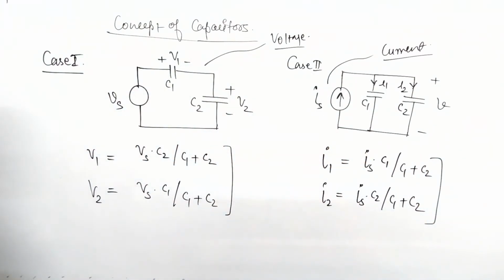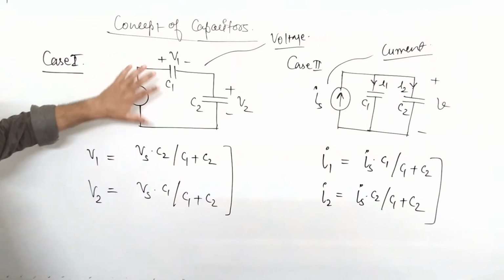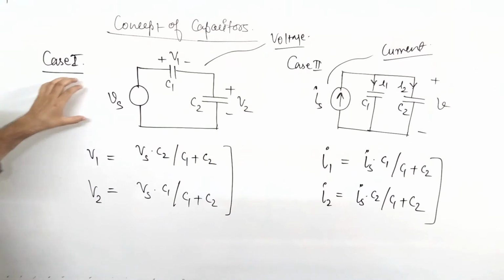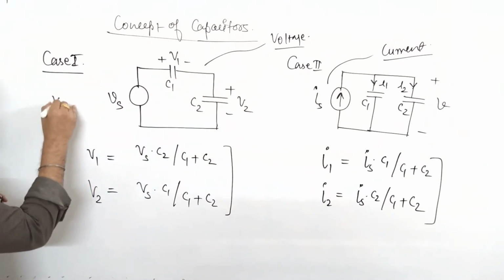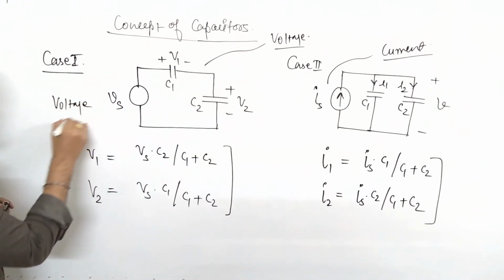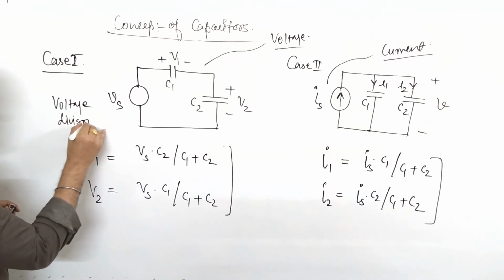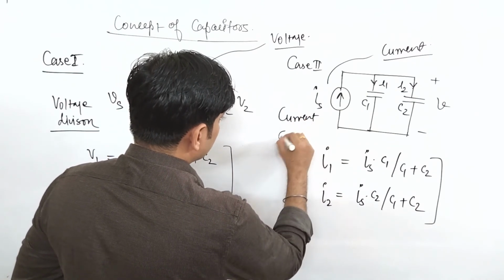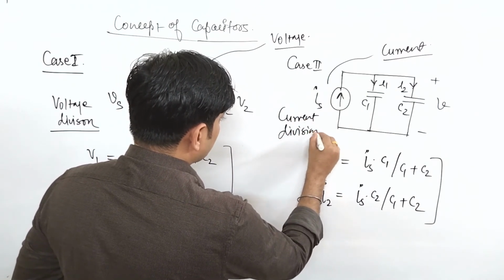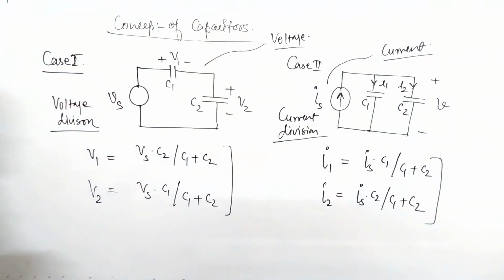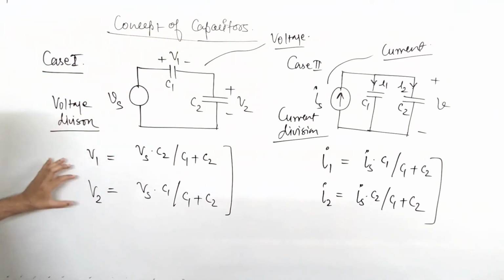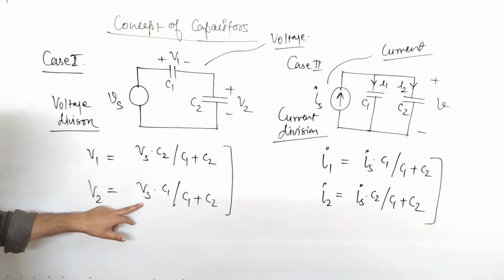So whenever you have to find the potential across the capacitors, just apply the voltage division and current division rules. This is your simple voltage division rule and this is your current division rule. So these are the values of voltage and current. Just by directly applying the formula, one can easily find the voltage V1 with the help of this formula, and V2 with the help of this formula.